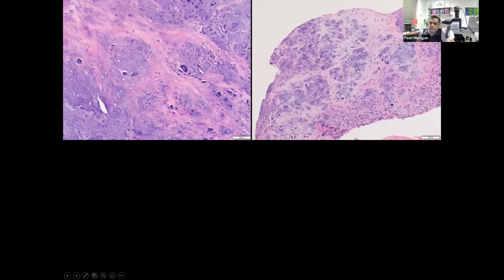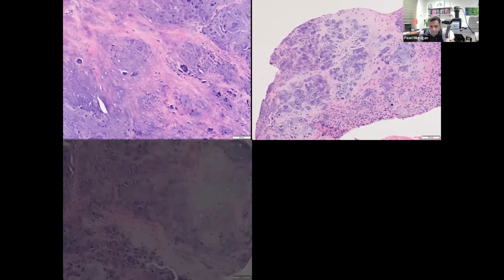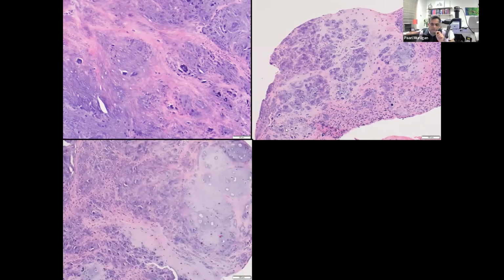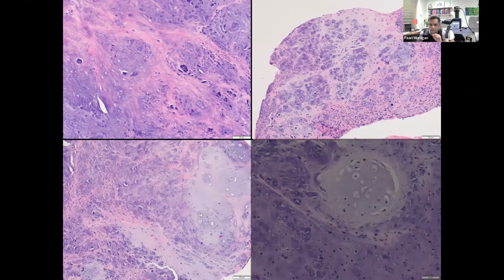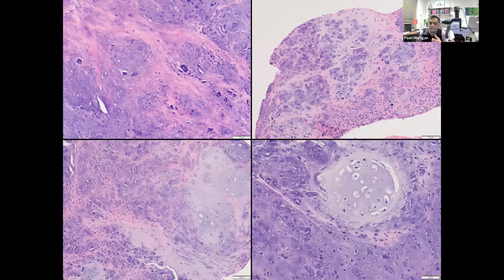And then in other areas, this part we did see in the biopsy some chondroid-like elements. However, in the resected specimen, this actually turned to cartilage, and it's pretty clear that this is cartilage. If you look at a closer image, you will see that there are chondrocytes in lacunae. So this is definitely true cartilage that is forming from this tumor.